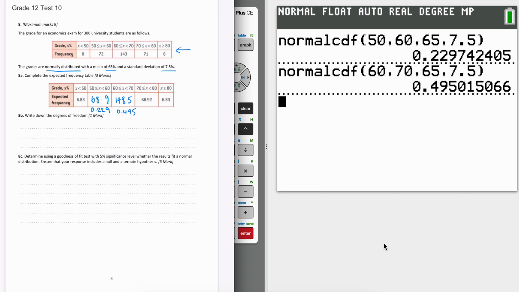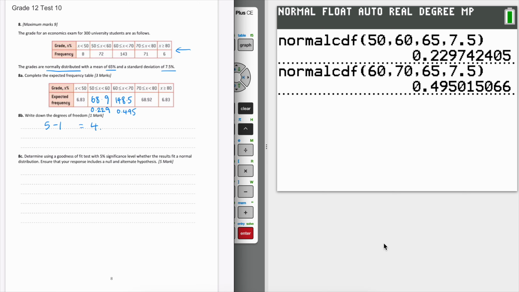And then the second part, part B, is to write down the degrees of freedom. Now the degrees of freedom is how many columns or how many rows you've got minus 1. It's the amount of information you need to find out a missing number, given that you've got the total. So you can only have one piece missing there if you had the total. So this is going to be 5 minus 1, and therefore 4.